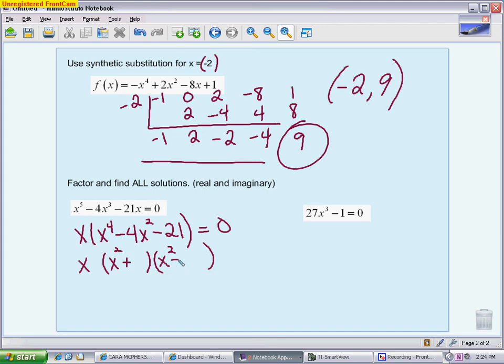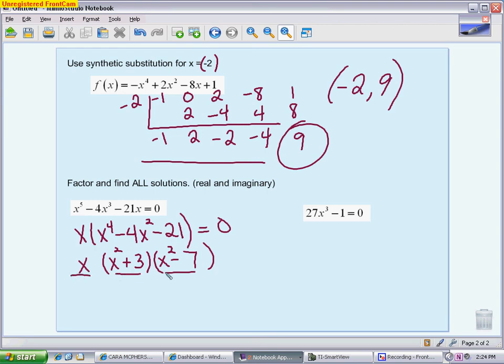To get 21, it could be 7 times 3. I want 7 to be negative and 3 to be positive. You can do a quick check of FOIL to make sure that factors correctly. It will not factor any further, so you're done with the factoring, but now you have to go through and find the solutions. So you want to look at each factor and see what makes that factor equal to 0.